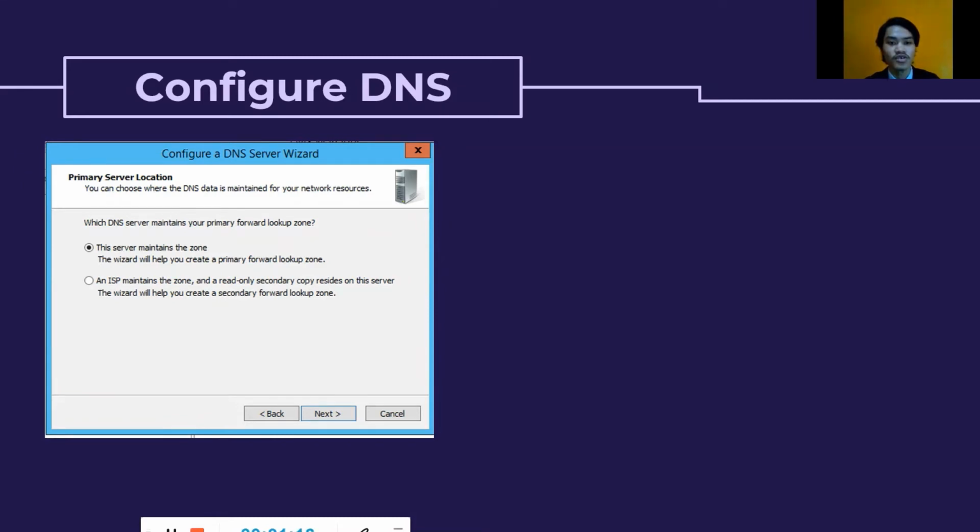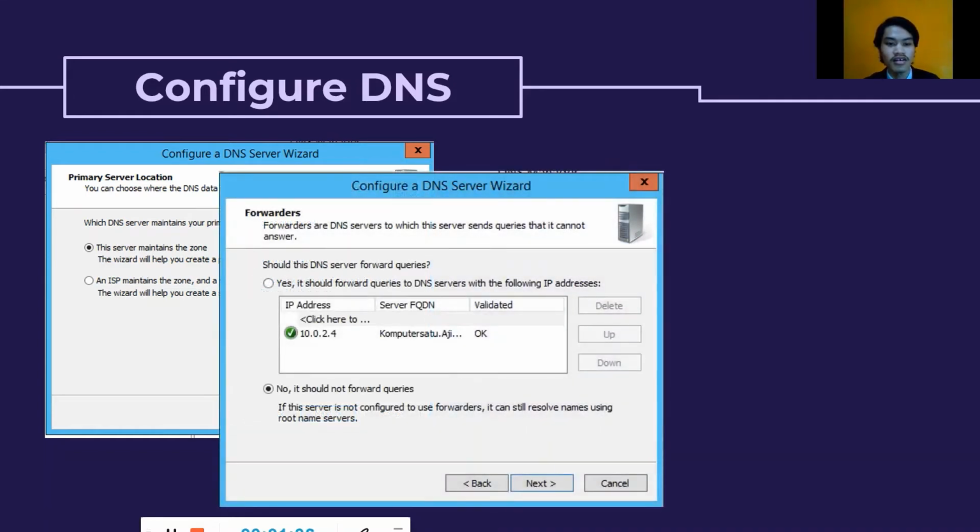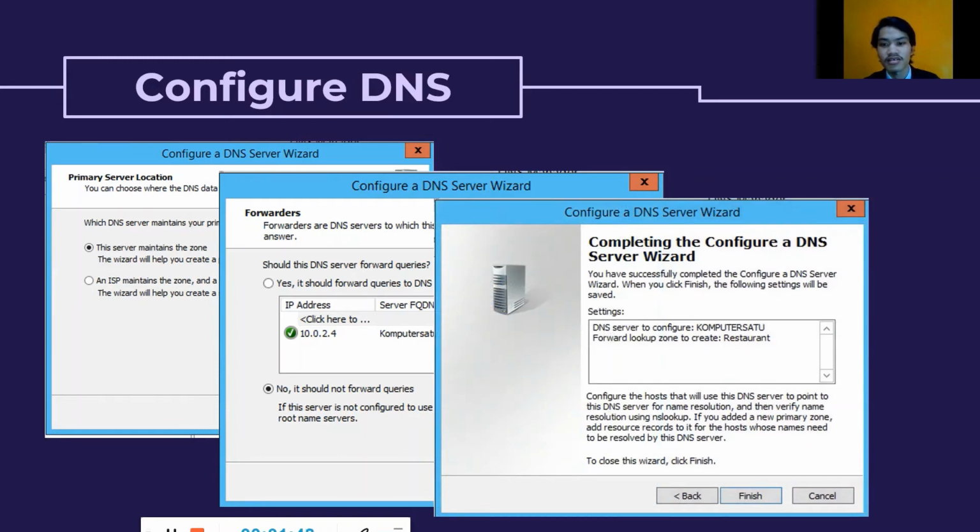And this is configuring DNS. DNS is the Domain Name System. It can connect computer to computer. On the Configure a DNS Server Wizard, click Next. And then this is the IP address and the server that we want to configure. And then click Next. And if it is complete, select Finish.